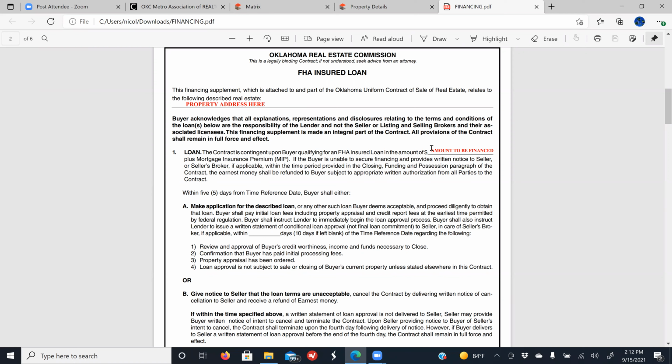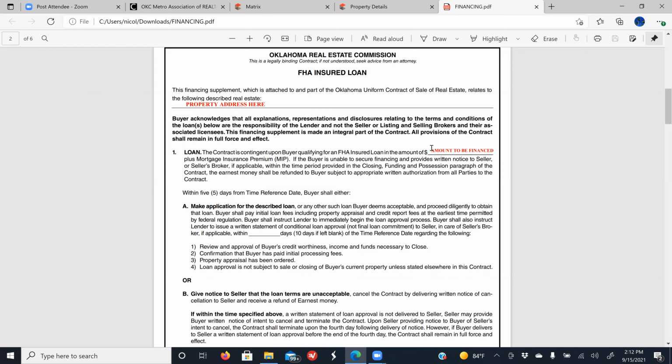Again, go back to your buyer, find out how much they're putting down, or reference their approval letter to see what their lender has approved them for. And you are going to write that amount there for how much they will be financing, not the purchase price, but the amount that they are financing.